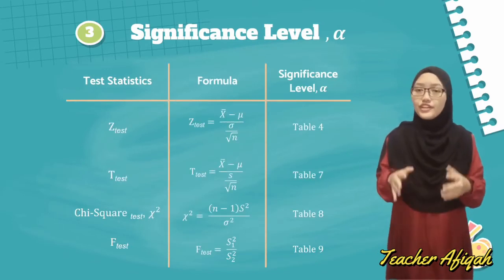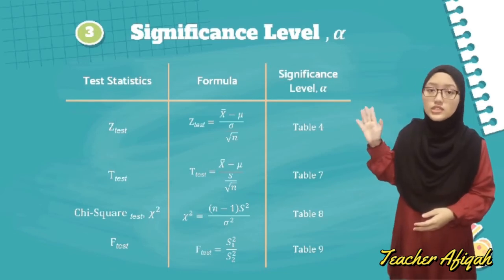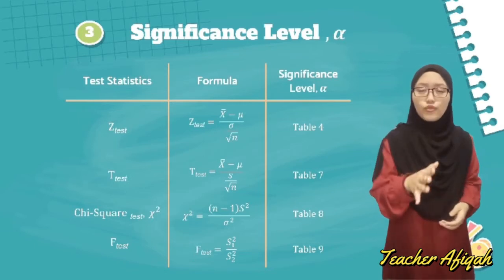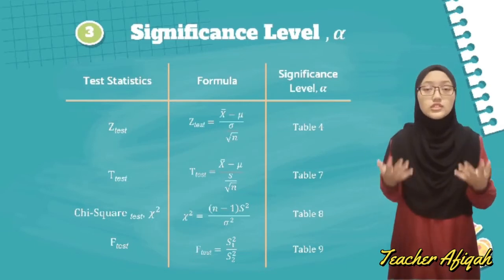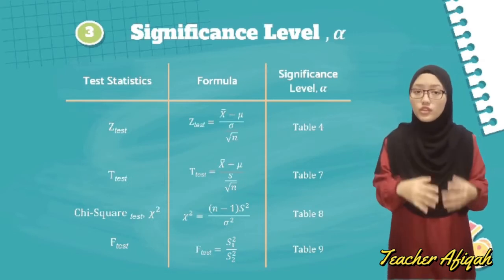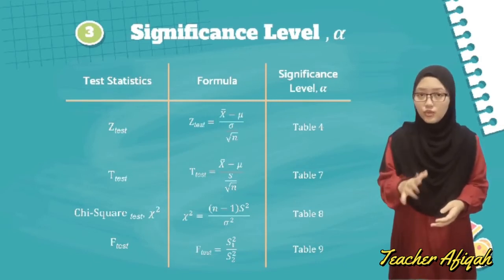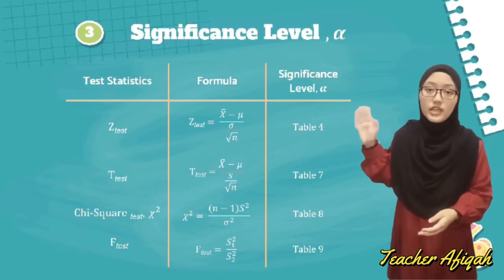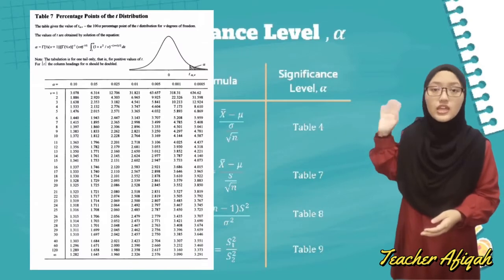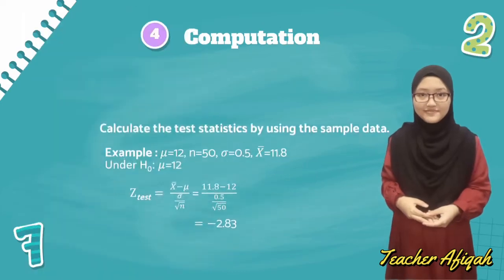The next step is to find the critical region by using the significance level. In step 3, we need to estimate the values of population parameters to find the critical region in the table. From the questions, they will provide the significance level, such as the 0.01 significance level. And then we need to find the population parameters by referring to the statistical table. For the z-test, we refer to table 4 in the statistical tables, t-test in table 7, chi-square test in table 8, and the f-test in table 9.